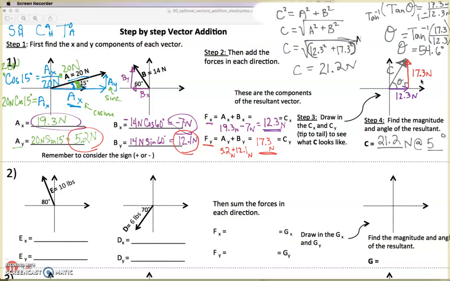So that means that I have my answer, 54.6 degrees. And so I can say that vector C is 21.2 newtons at 54.6 degrees. And notice, oh, that's my timer telling me I should really be done recording this soon. Notice that that's going upwards around from the positive x-axis.